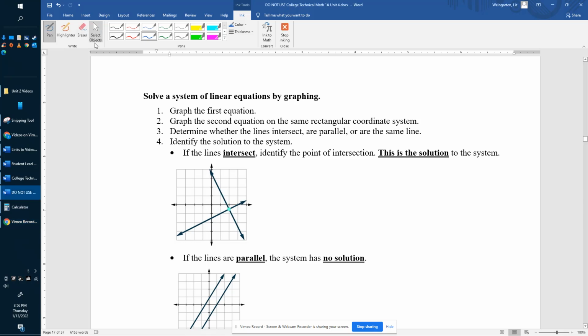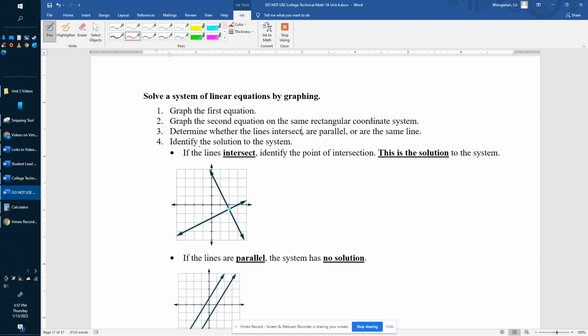In this video, we are going to use graphing to determine a solution for a system of equations. So what we're going to do is graph both equations, first one, then the other. We have to determine whether the lines intersect, are parallel, or are the same line. Those are the three things that could possibly happen with systems of equations. In this course, we're generally just going to be talking about two equations.